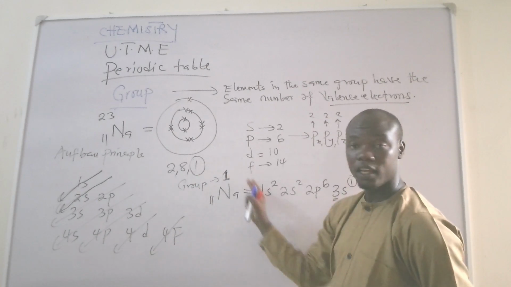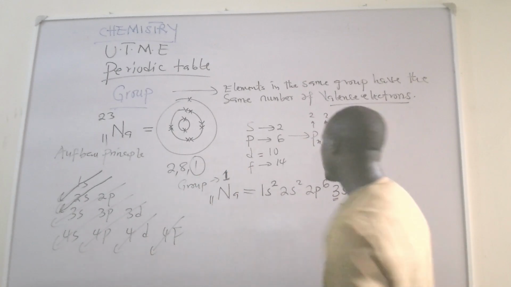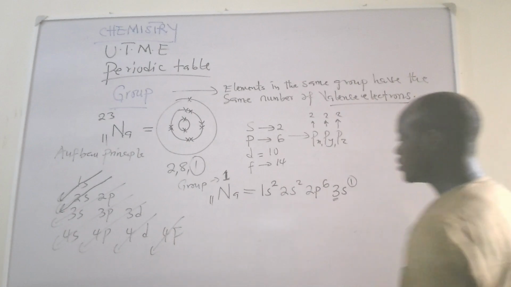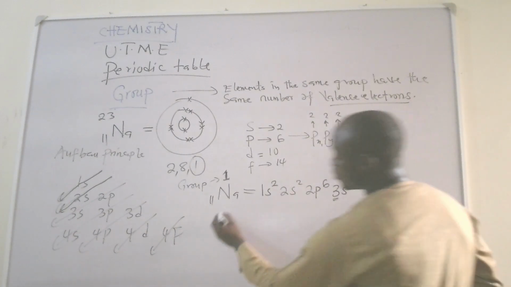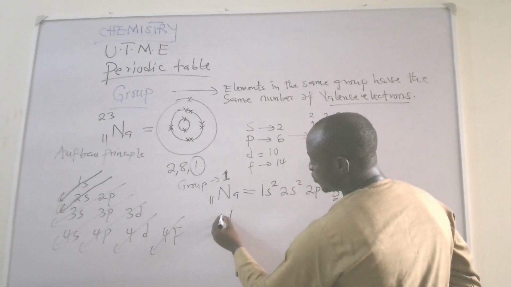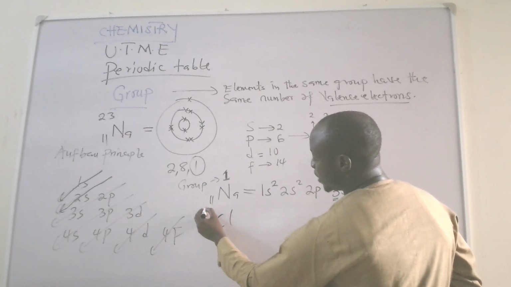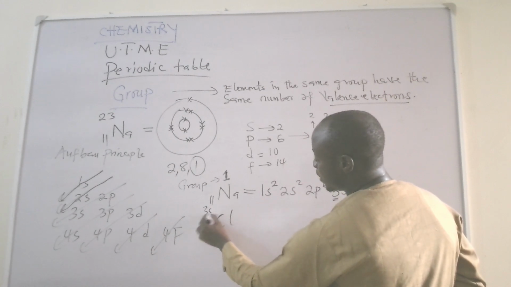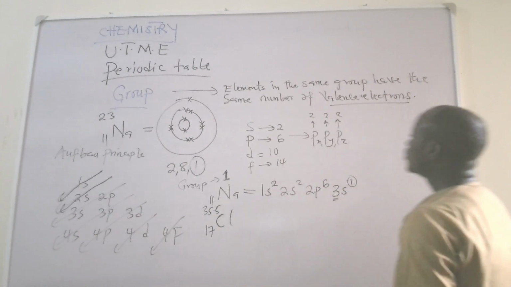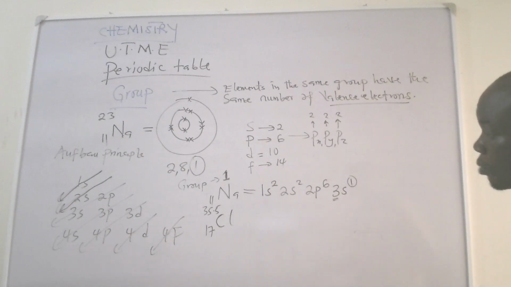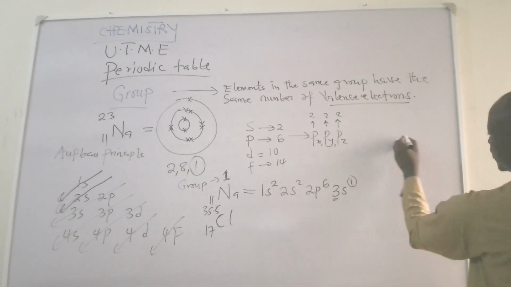So they are all in group 1. The next thing after this is, let's look at chlorine. The atomic number of chlorine is 17, and the mass number is 35.5. You can still use the orbital configuration and also the shells, so let's use shells and orbitals. Let's start with the shells.